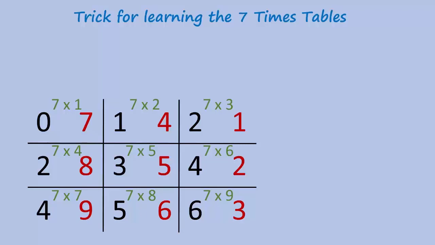7 times 10. Most children, by the time they're learning their 7 times tables, will be so confident with their 10 times tables that they'll know straight away 7 times 10 is 70. The same with the 11 times tables. 7 times 11 is 77. The only other one really that they'll need to try to remember is that 7 times 12 is 84.